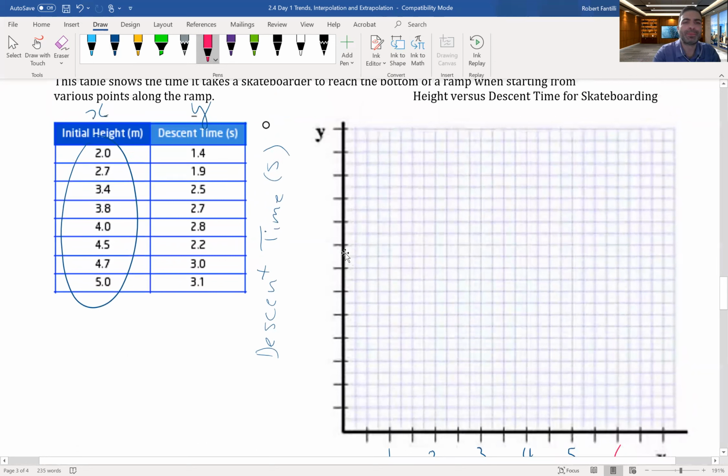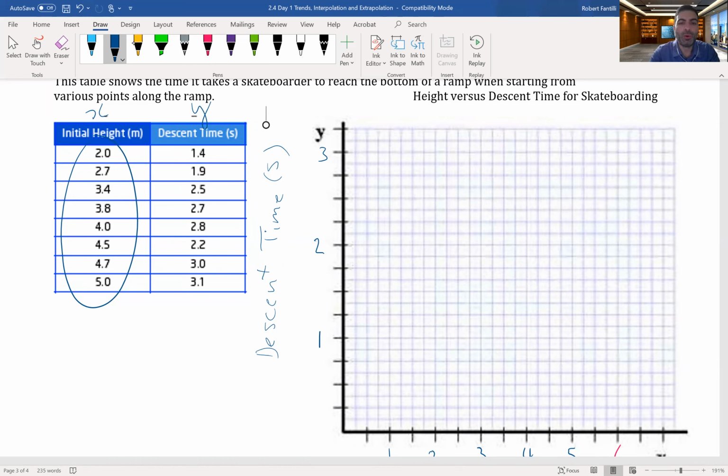Okay, and then the descent time, looking at this data, I've got a range from 1.4 to 3.1. So, I mean, I can probably go up. Let's see if I can try and make something simple for us here. If I go to 1, 2, 3, 4, make that 1, then the next line would be 1 1/4, 1 1/2, 1 3/4, 2, 2 1/4, 2 1/2, 2 3/4, 3, and then this line here would be 3 1/4, and it goes up to 3.1. So that's good enough here. Okay, hopefully.